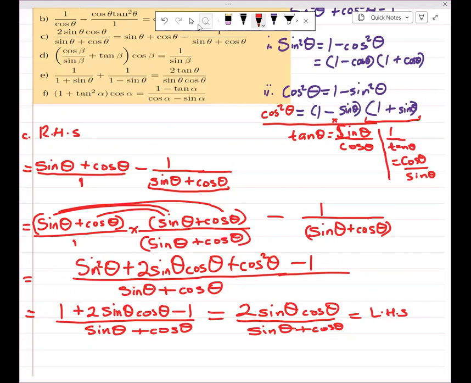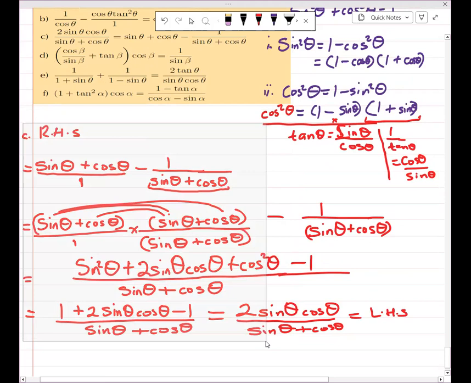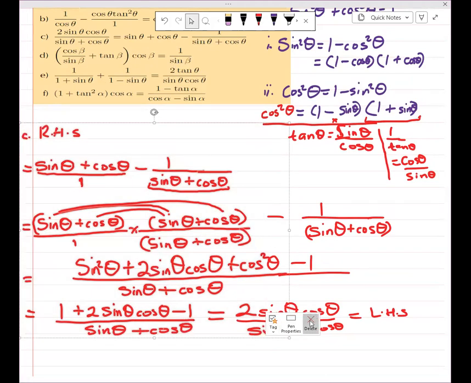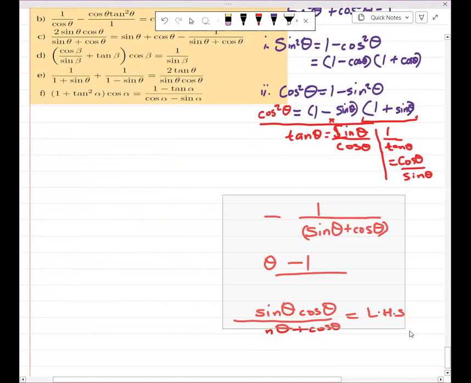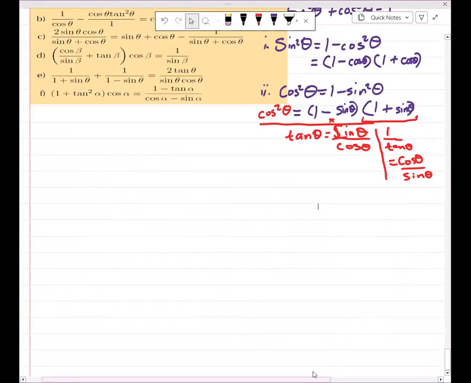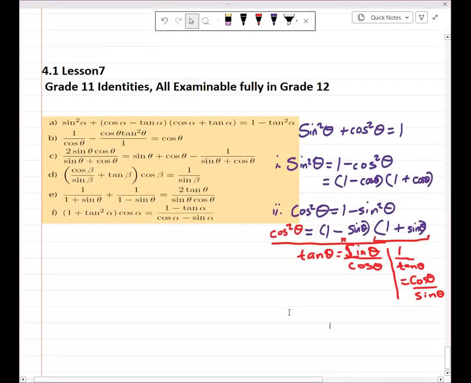Now we're going to do D. Okay. Now let me just erase first. We're going to do D now. Okay, let's go to D. So on D, let's see. Okay, obviously the left-hand side is the most complex side. So I'm going to work with the left-hand side.